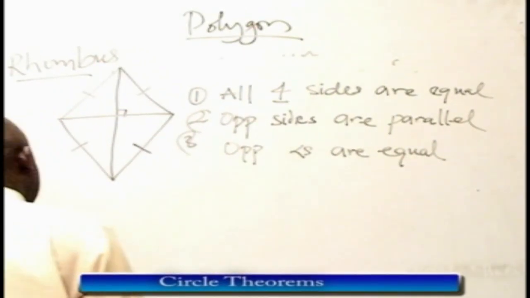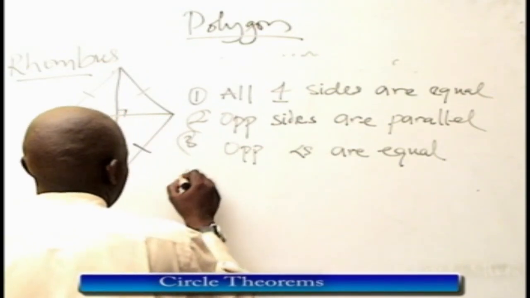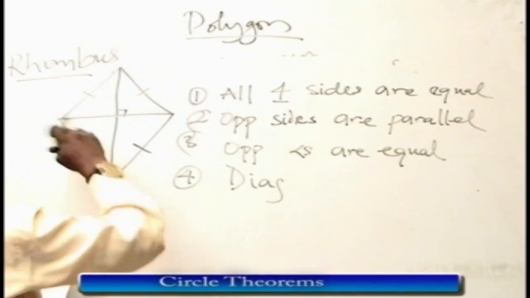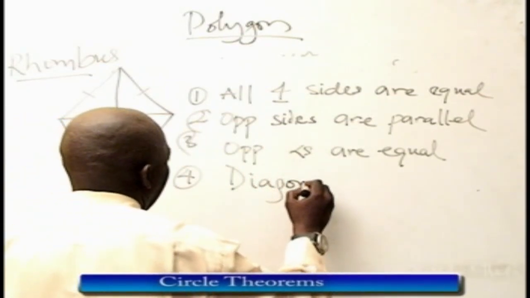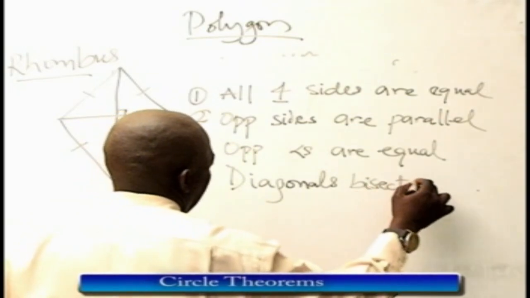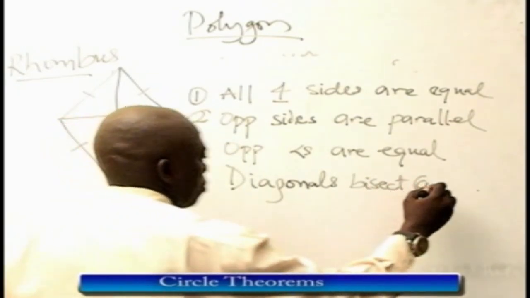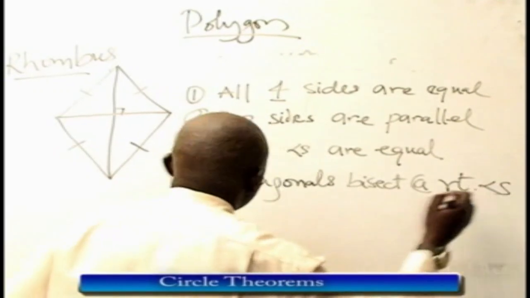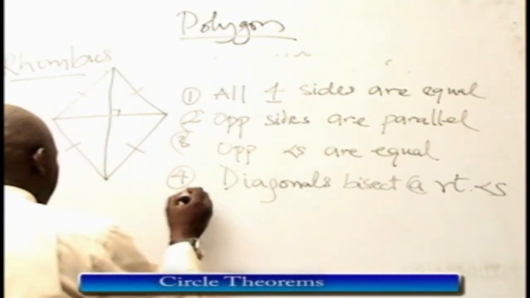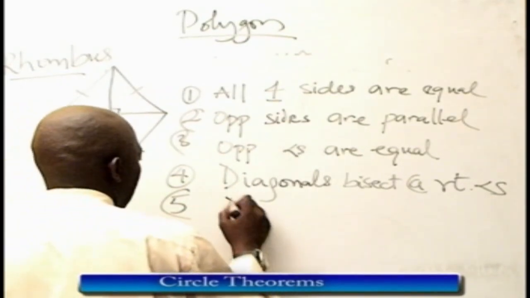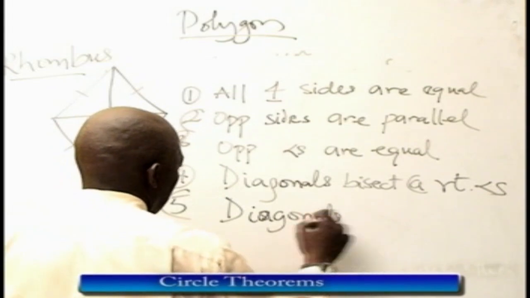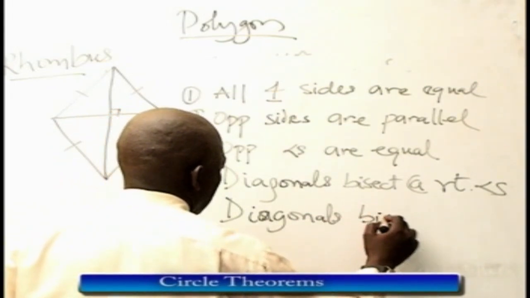Again, diagonals bisect at right angles. Number four, diagonals, these are diagonals. They bisect at right angles. Number five, diagonals bisect the angles.